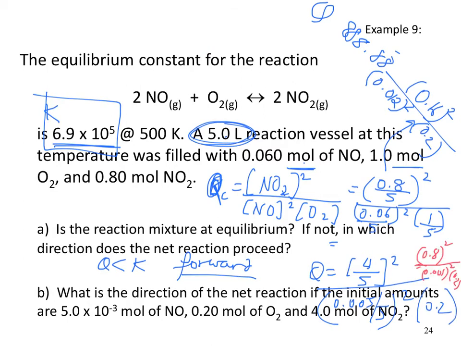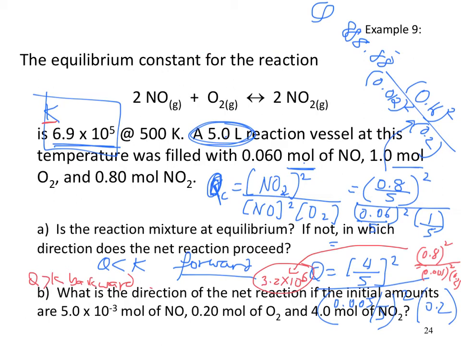And in the second case, the value comes out to be much different. It comes out to be 3.2 times 10 to the power of 6. That number is larger than the value of K. So in this case, since Q is more than K, it's greater than K, it's a backward reaction that is proceeding. So this is an application.